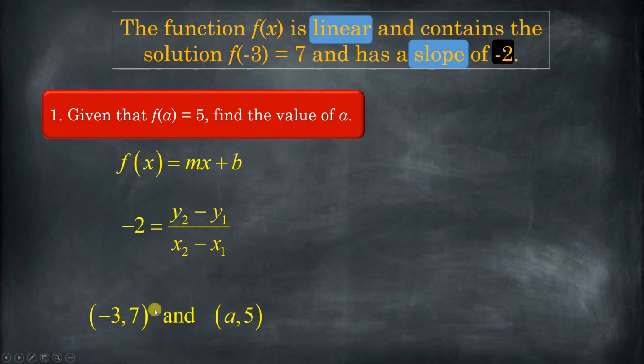So we can plug these values in right here. We can do 7 minus 5 over negative 3 minus a. Do you see? Now we have an equation. We know what this is equal to. It's equal to negative 2. This is the slope formula. We can solve this for negative a.